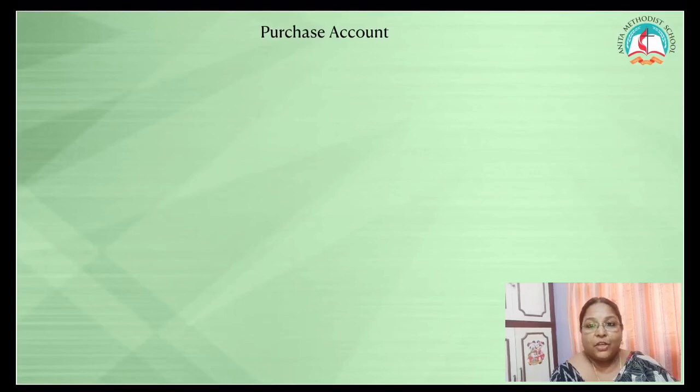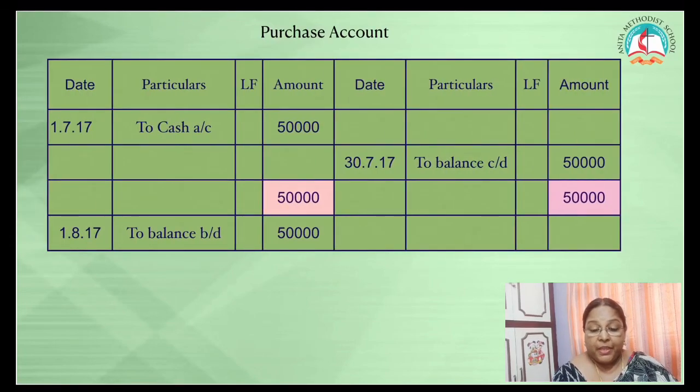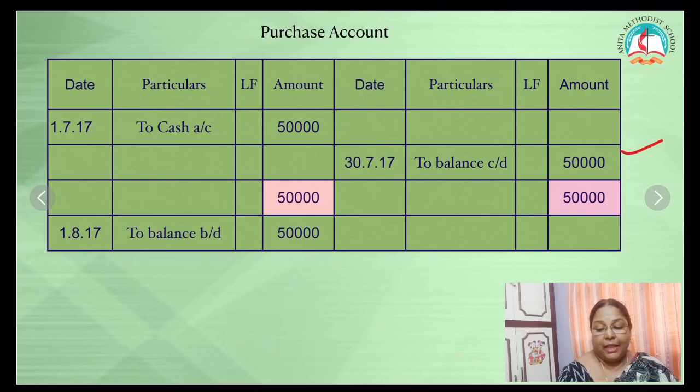The next account we are going to see is purchases account. Can you see? To cash account 50,000. And then since we have only one purchase transaction, we don't have anything else. We have to close the account. Okay? You don't have anything to be written on the credit side. So, on the credit side, to balance carried down 50,000 and then the total on both the sides. So, brought down 50,000. The closing balance of this month will be the opening balance of the next month.